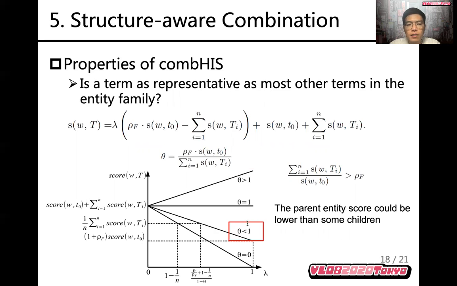If theta is less than 1, the pre-computed coefficient law is smaller. The term is not as representative as most other terms in the entity family. The term could be more representative in some child entity.